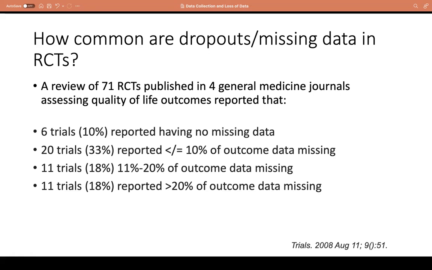So this is potentially a real problem. And these are trials, again, that are published in some of the top journals. So you can imagine that studies in other journals would probably be worse, meaning having even more missing data than these studies.